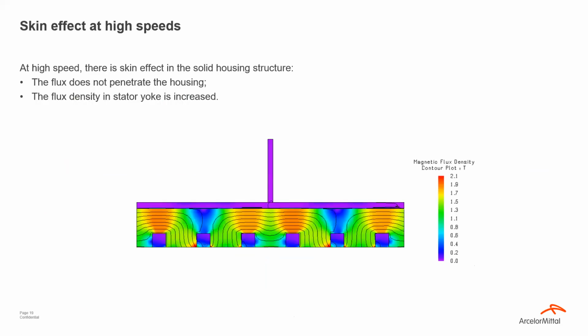The skin effect is something which is interesting because the higher you go in speed, this is, in fact, I didn't put it here on the slide, but this is at maximum speed. The more you go towards maximum speed, the more you get skin effect. And so in fact, you get shielding, and therefore the fluxes don't go as much as they did at lower speeds into the stator housing. So that is in fact a positive effect in this case.